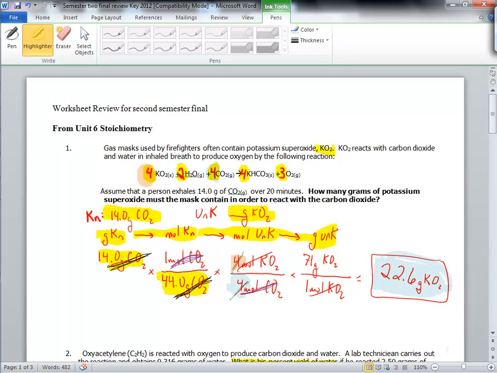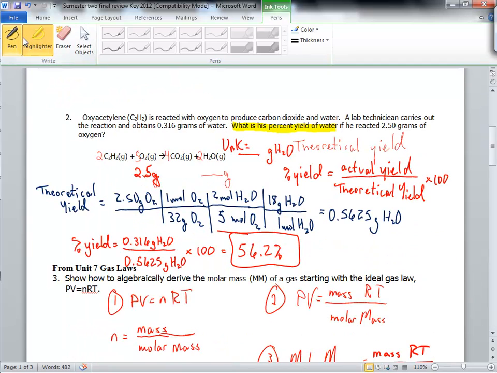Great stoichiometry question. I think on your review sheet, I've now modified this so it doesn't have this word oxyacetylene here. Oxyacetylene is the process of using acetylene combined with oxygen to achieve high temperatures for cutting or welding torches. Acetylene is reacted with oxygen to produce carbon dioxide and water. A lab technician carries this process out and gets 3.16 grams of water. What is the percent yield?